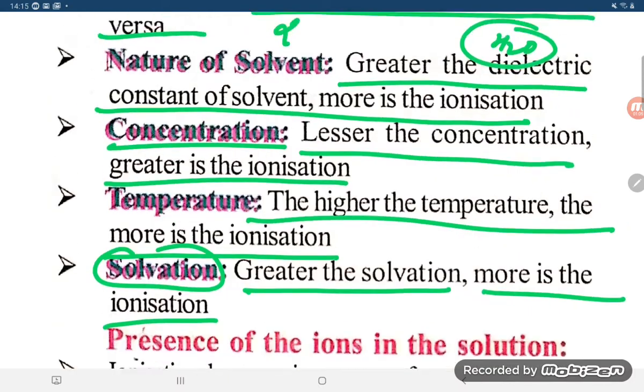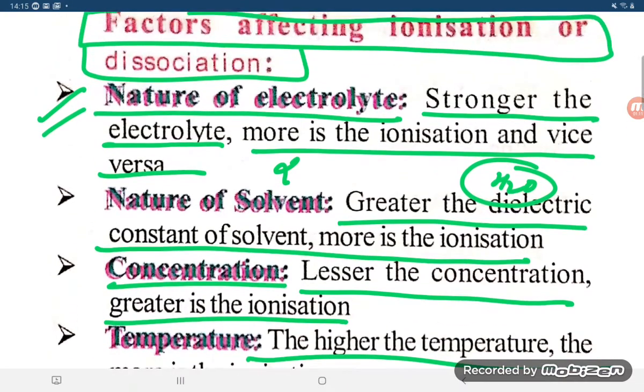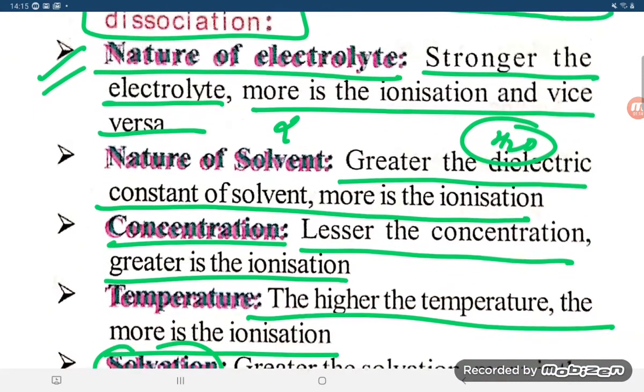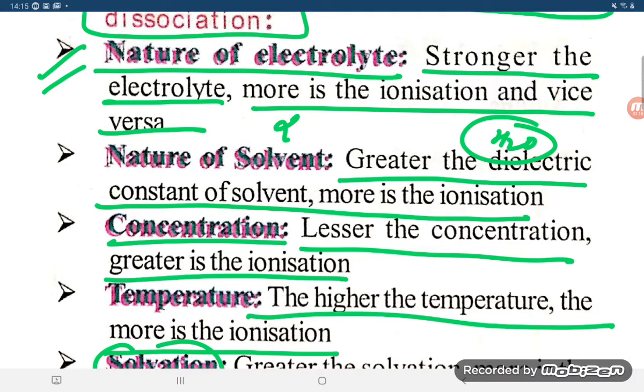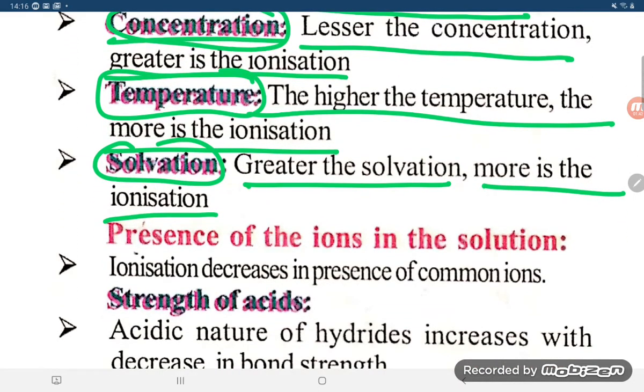So these are the 4-5 points that we have to understand for how ionization increases. The first one is the nature of the electrolyte. Strong electrolytes like NaCl, NaOH, HCl, HNO3 and H2SO4 have high ionization. Nature of solvent: if a solvent has a high dielectric constant, the solubility and the ionization will be high. Concentration: lower the concentration, higher the ionization. Temperature: higher the temperature, more the ionization. Solvation: higher the solvation, more is the ionization.